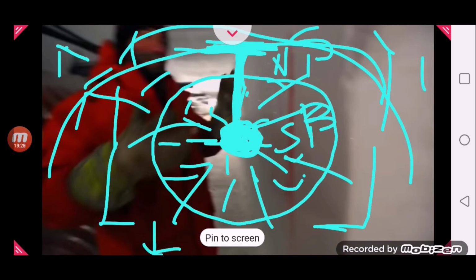But we are enclosed in this system. We're inside this little carnival ride, and south is down, north is up.